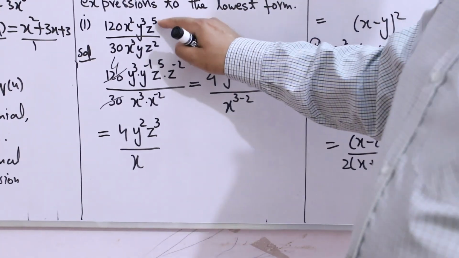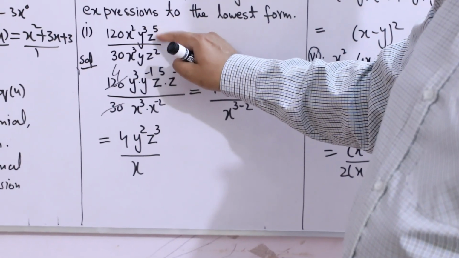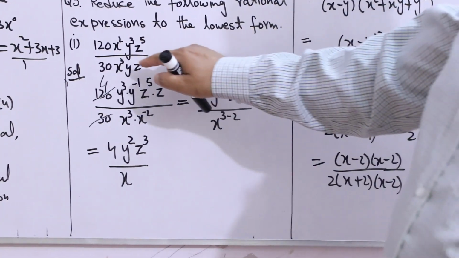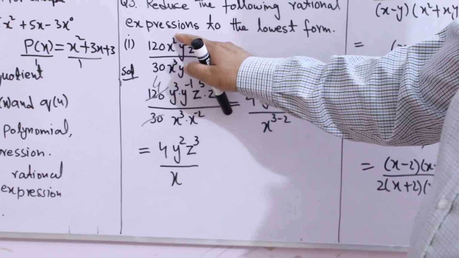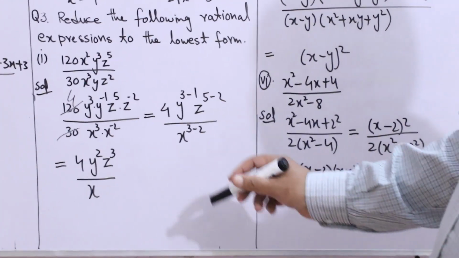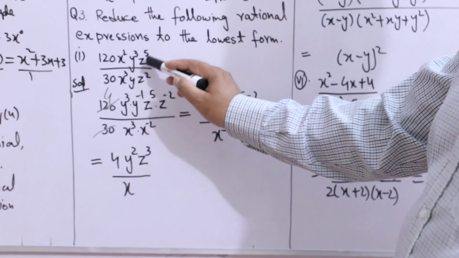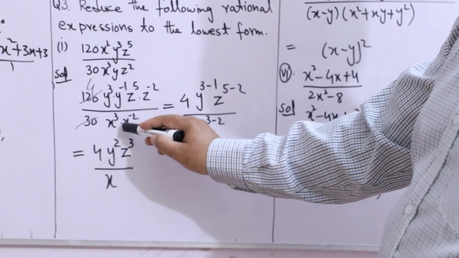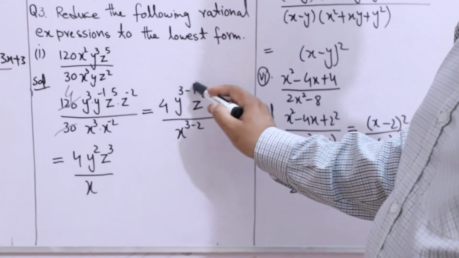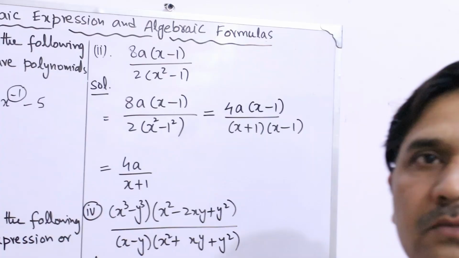Here z has power 5 and here z has power 2. So this power is less than this, so we shift this into the numerator. Here x cube, this power is greater than x square, so we shift x square to the denominator. So y cube, this will be y minus 1, z5, this will be z minus 2, x cube, y minus 2, and these bases are equal. We add these powers, and after simplification we have this.